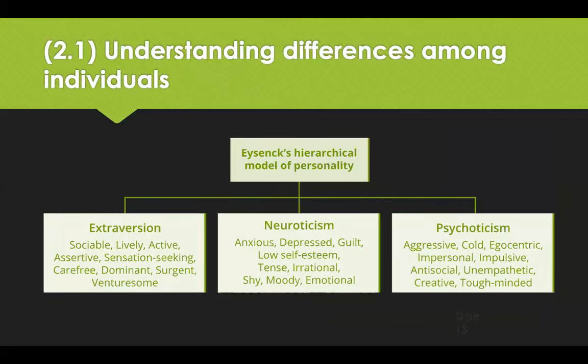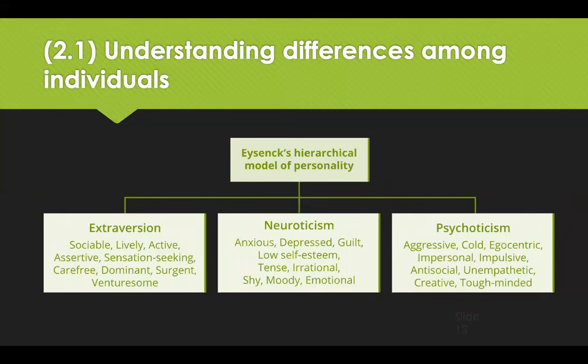Eysenck's hierarchical model of personality was developed in 1973. It describes inherent personality traits that are centred on 3 criteria. You've got extroversion versus introversion, neuroticism versus emotional stability, and psychoticism.